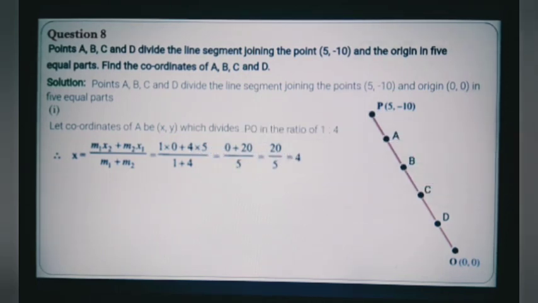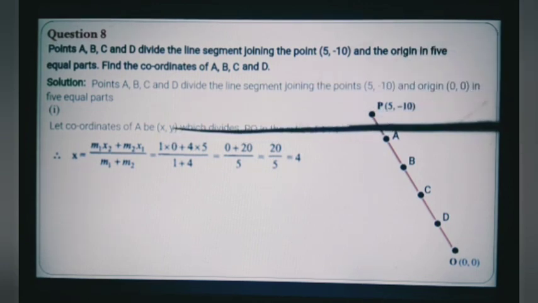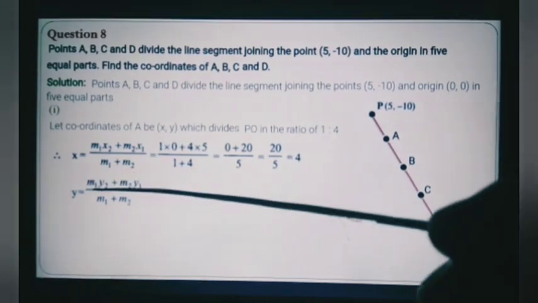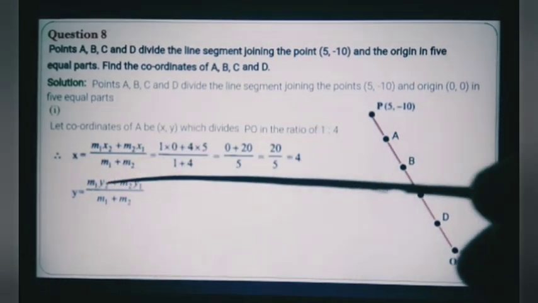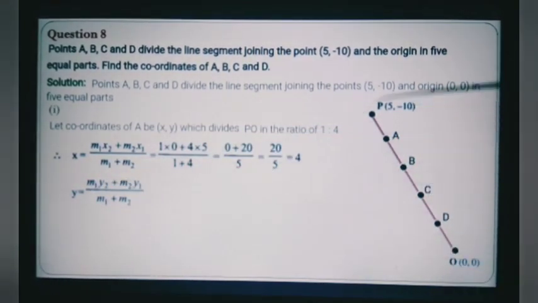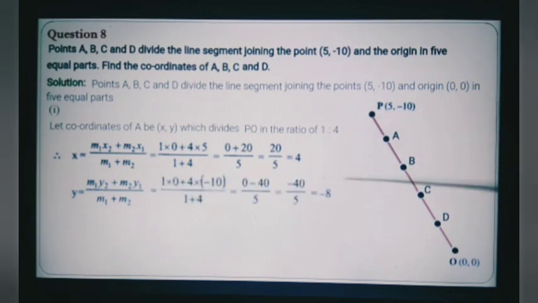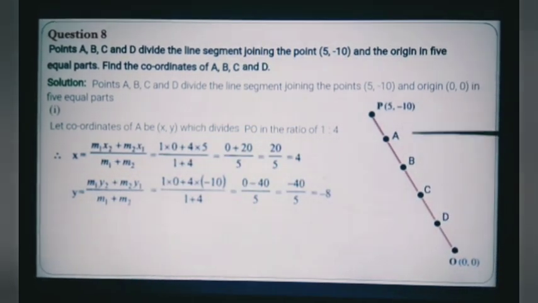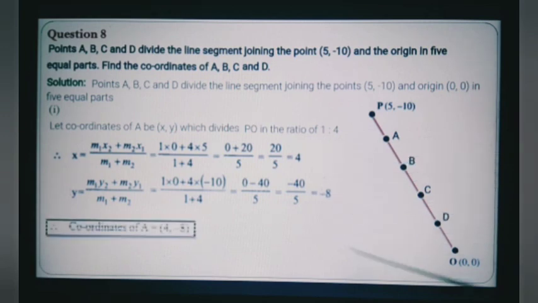Fine. Similarly, we'll find the value for y. Okay, so y is calculated using this formula. So let us put the values. So m1 is again 1, m2 is 4, y2 is 0, y1 is minus 10. So if you put the values, you will get y to be minus 8. So that means what is the coordinate of A? It is (x, y), which is given by 4 comma minus 8.